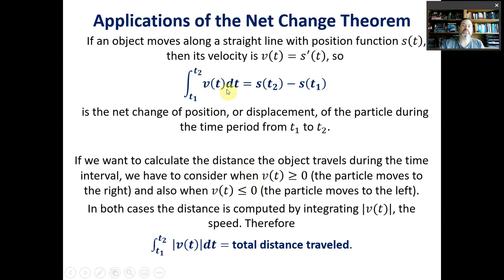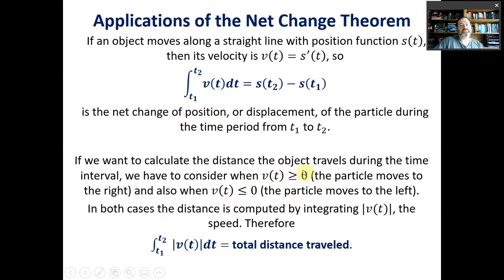So the integral of the velocity from t1 to t2 just gives us a change in position. So we take the position function, type in t2, minus the position function with t1. So this is just the net change. How far does the particle end up from where it started? It does not take into account if it moved forward a whole bunch and moved backwards a whole bunch. It's just the two endpoints. How far is it from where it started?